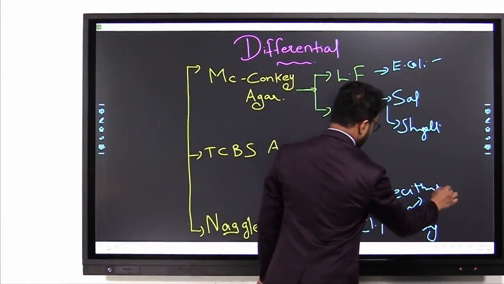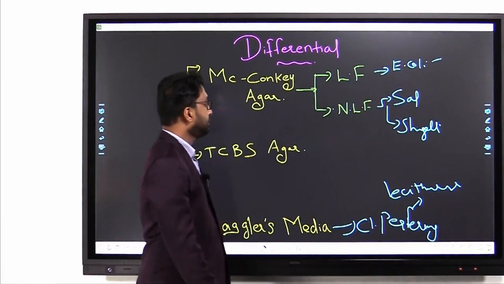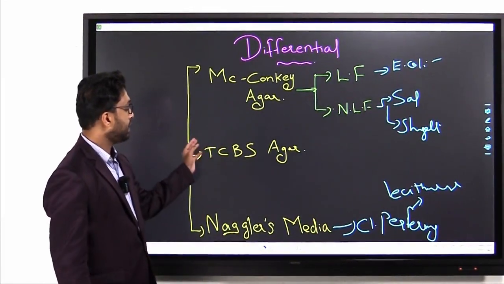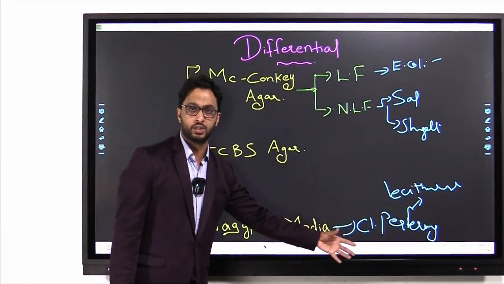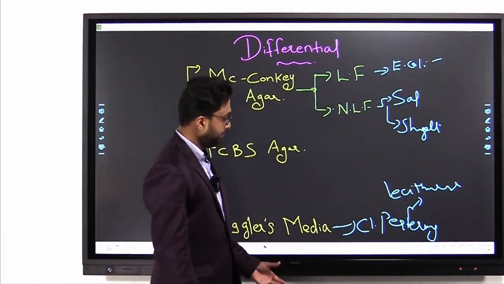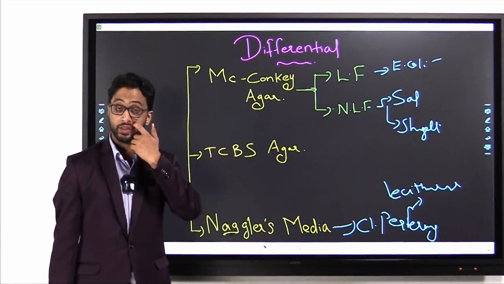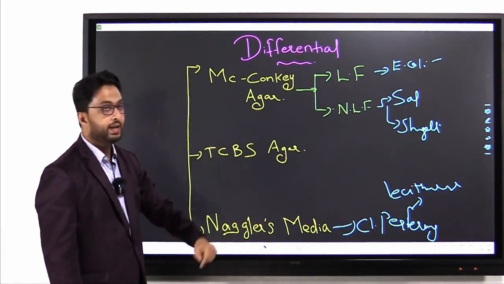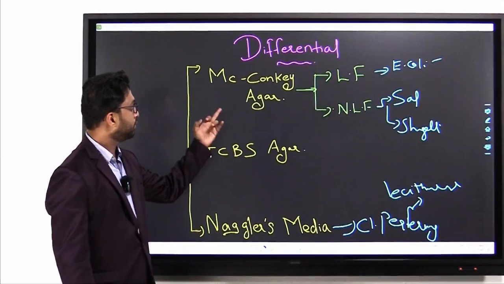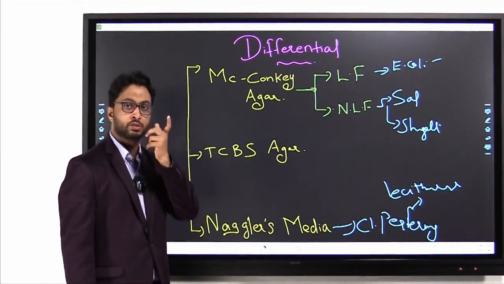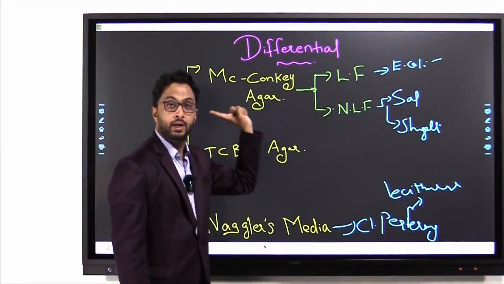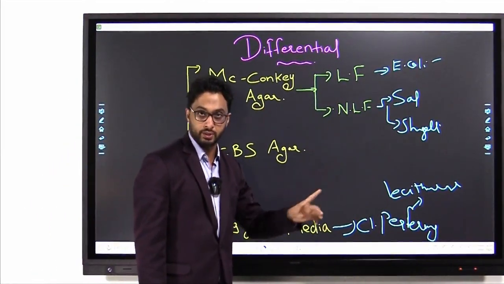Lecithinase. Now, when you come on to the next, it's the same examples you'll see, that is MacConkey agar and TCBS. This is not an indicator, no color change. It gives an opaque appearance, but it will definitely be in differential media. That is where they can confuse you. Indicator media is all except they'll give you MacConkey agar, TCBS and Nagler's media. Nagler's media is not an indicator media, it's a differential media. Fine.